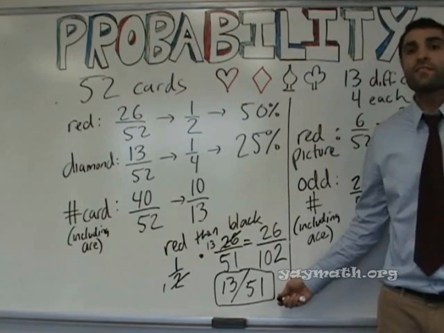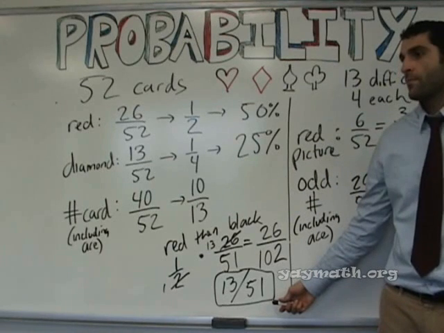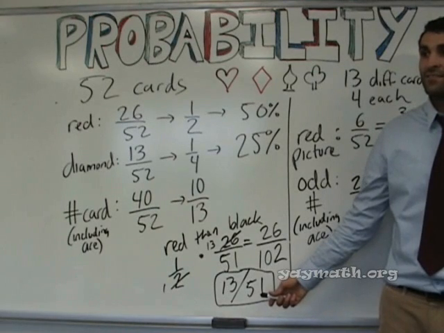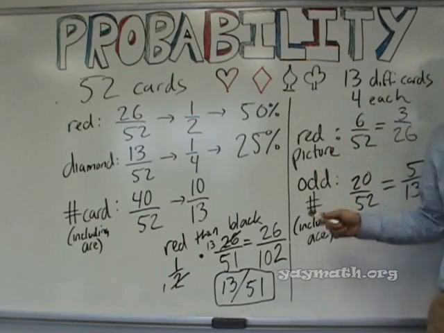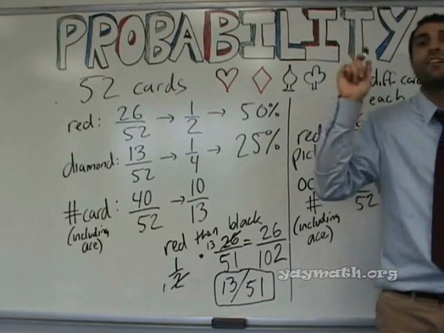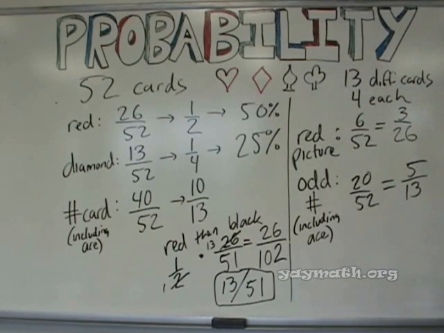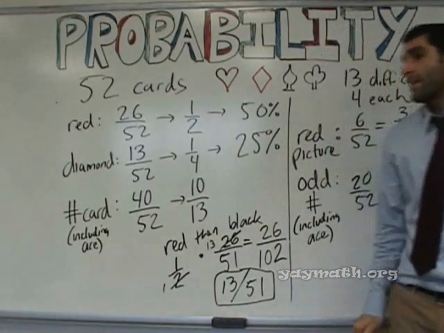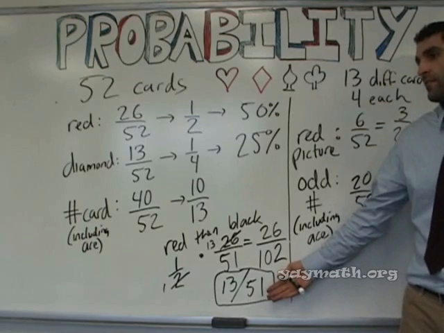Who can phrase what that means? Out of every 51 cards, there's 13 black? Nice try, but it's not out of 51 cards. It's the chance of pulling a red card and then, without putting that card back, pulling a black one directly out. It's the chance of pulling a red, then a black. These are your chances.